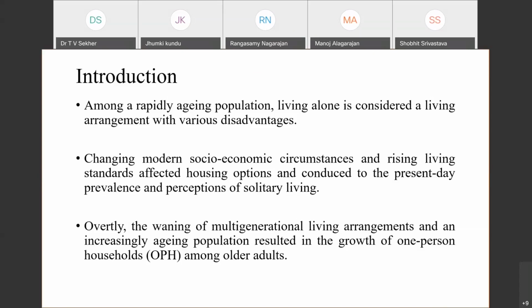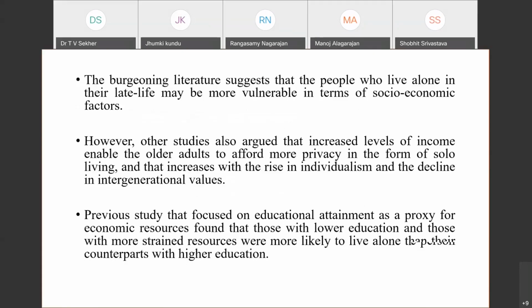Changing modern socioeconomic circumstances and rising living standards affected housing options and contributed to the present-day prevalence and perception of solitary living. Overtly, the waning of multi-generational living arrangements and an increasingly aging population resulted in the growth of one-person households among older adults. The burgeoning literature suggests that people who live alone in their later life may be more vulnerable in terms of socioeconomic factors.